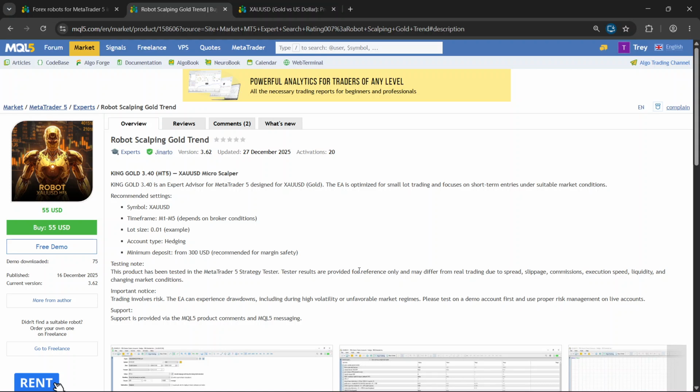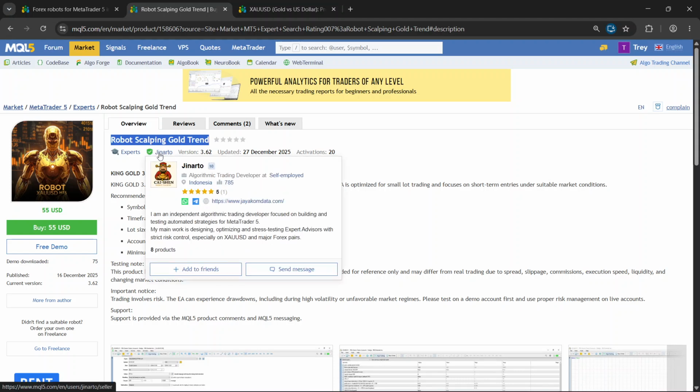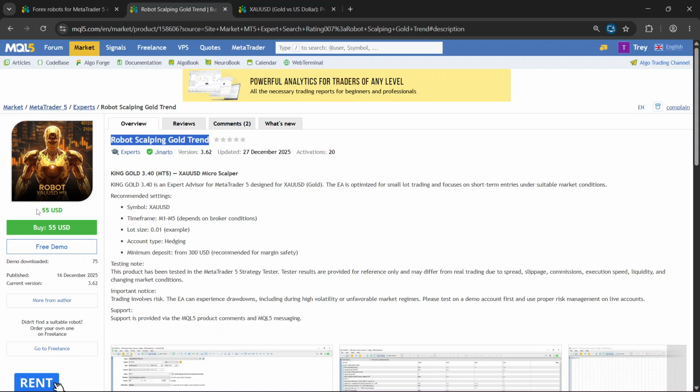Welcome back to today's video on robot scalping gold trend. It is listed on the MT5 market by a developer named Ginato in Indonesia, and right now it sits at around $55. The product page also refers to it as King Gold 3.40 for MT5, that is MetaTrader 5, describing it as a gold USD micro scalper.